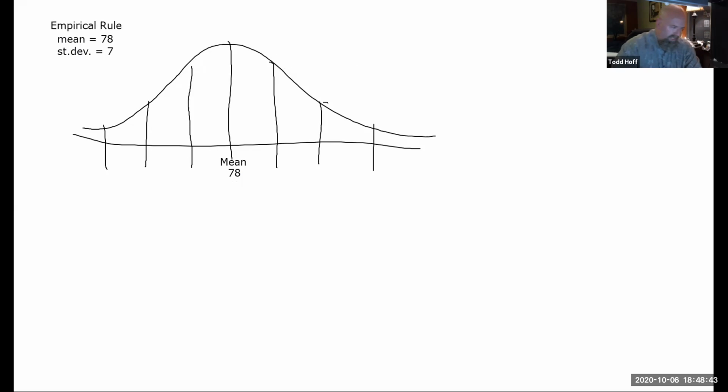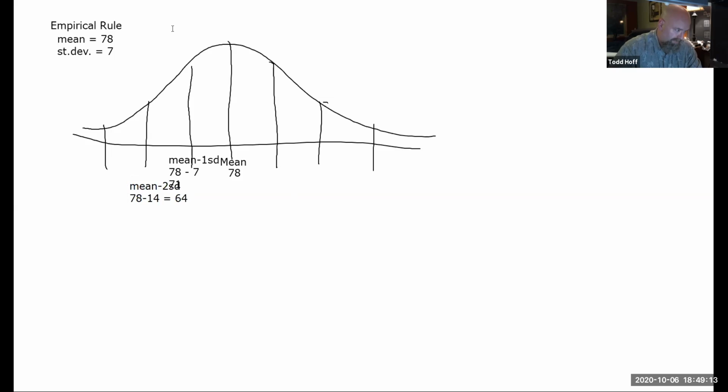So this number here would be the mean minus 1 standard deviation. So that'd be 78 minus 7, or 71. This number here would be the mean minus 2 standard deviations. So 78 minus 2 times 7, which is 14, or 64.